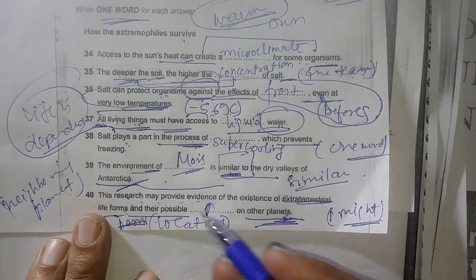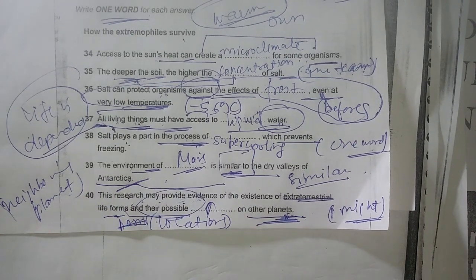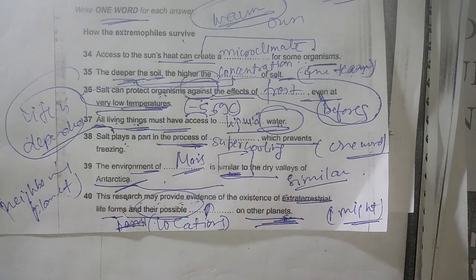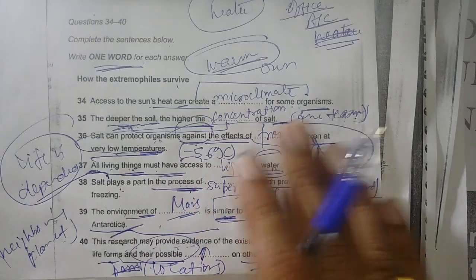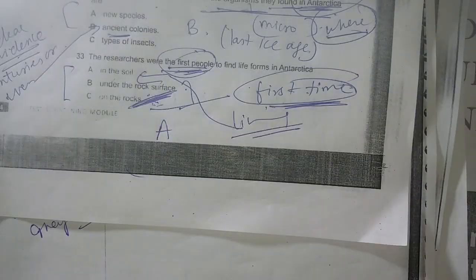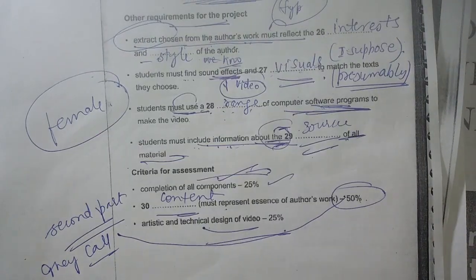The locations he used, might and possible. He used possible also, but I can't match it with this one, but might is a better match here. So this test we have done, and you can check, I told you this is IELTS test plus 2, test 1 listening. This is seriously a good book also.